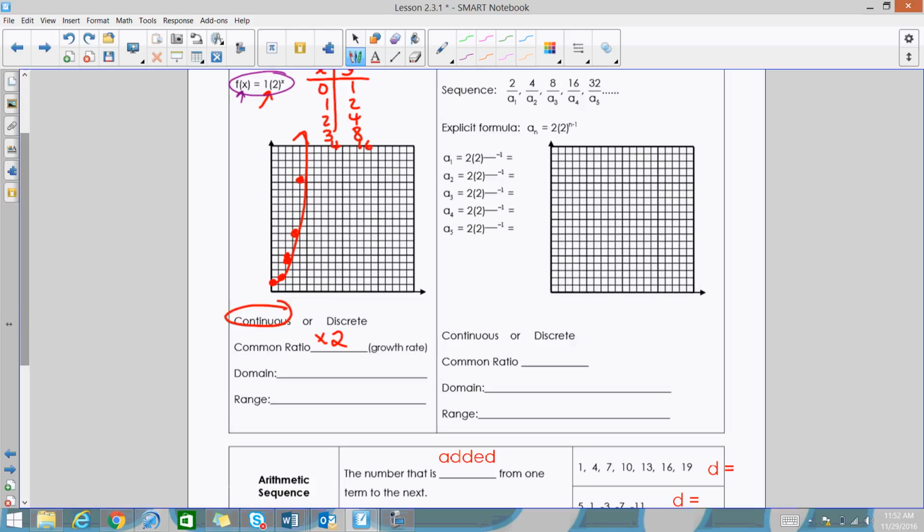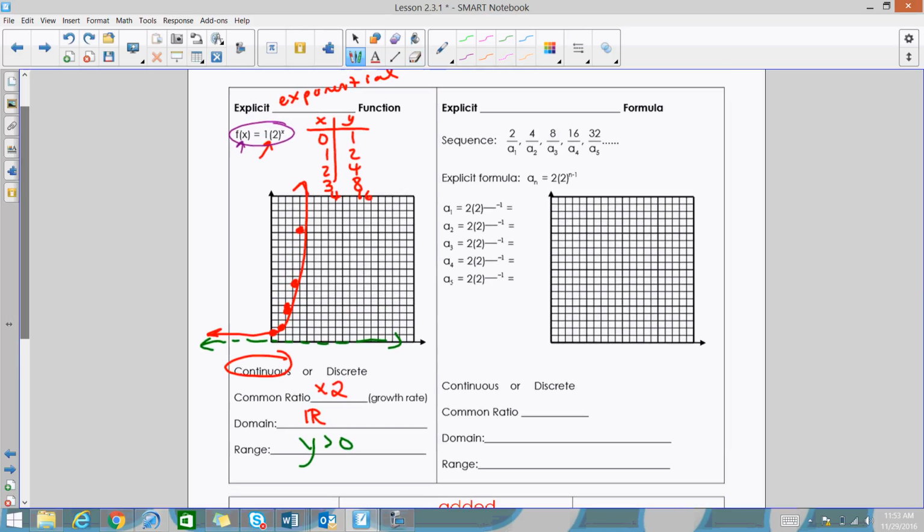Our domain is all real numbers. Oops, sorry, I have to erase this bottom part. Here's the deal: there's an asymptote here. Your range is y values that are greater than 0, because you will have an asymptote here. Even with decimals, it still will ride along this. So you cannot get a range any lower than 0 for this one.